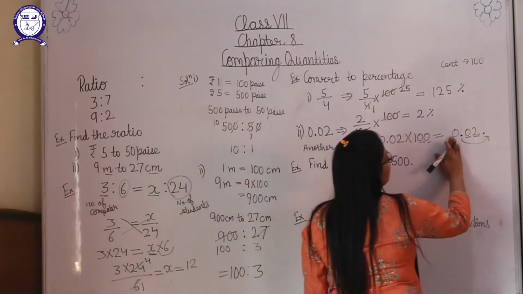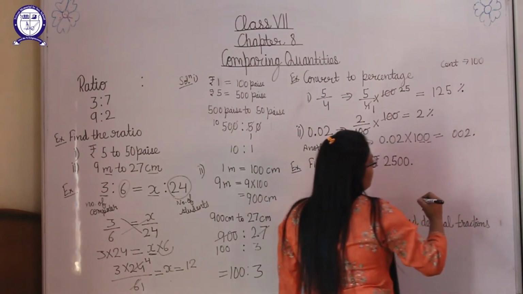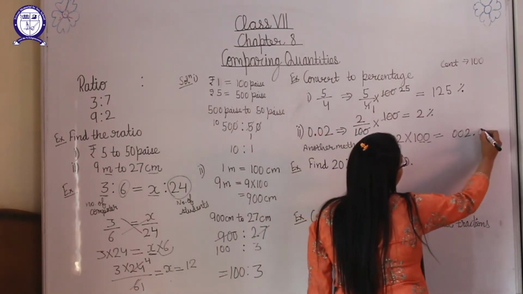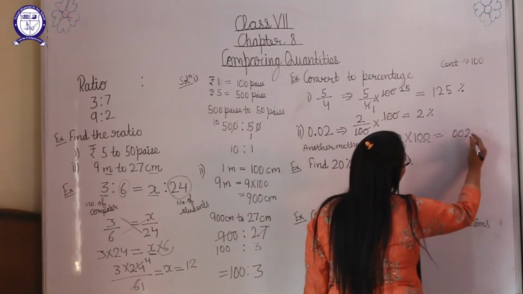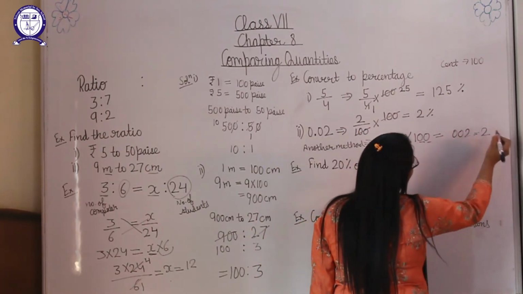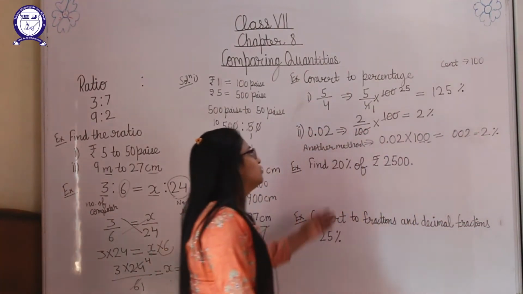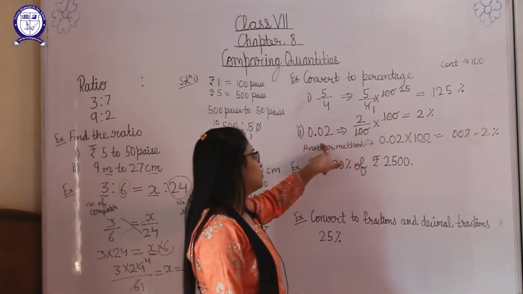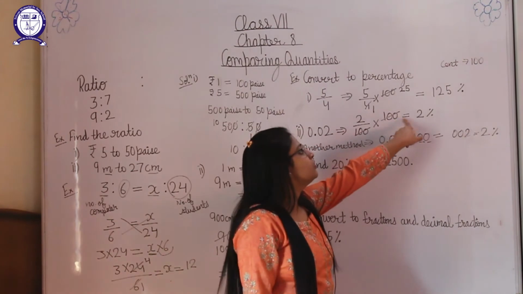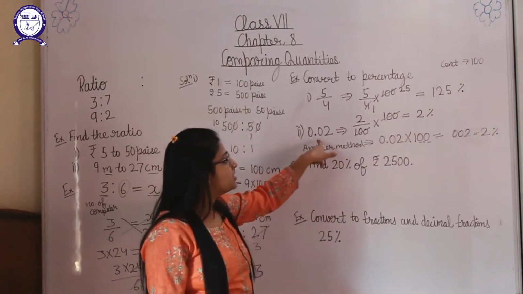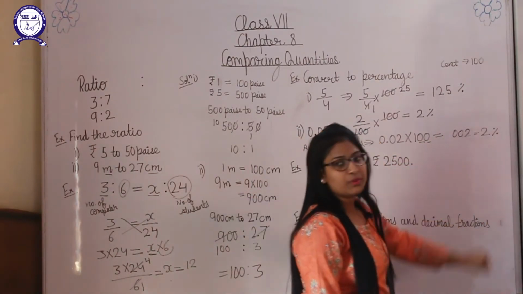So what will we be getting? We will be getting 002 point, and after the decimal we know that we can put zeros, but there is no use. So here it will be 002, or we can simply write 2. So our answer will be 2%. So these are the two methods. First of all, you can change the decimal into a fraction and then multiply it with 100. Or another method is to directly multiply the decimal number with 100 to get the answer in percentage.